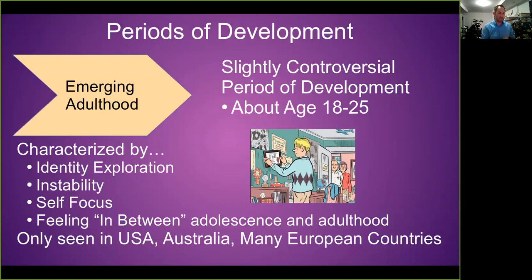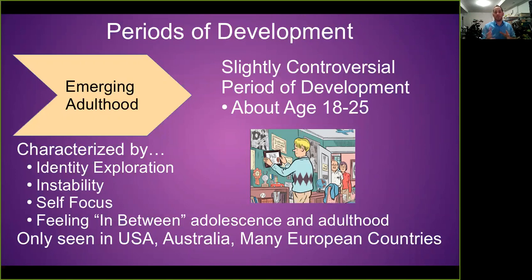But a problem with this is that it's only really seen in the US, Australia, and many European countries. So other countries and cultures don't have this emerging adulthood period. So some researchers say, well, we shouldn't actually call this a whole period of development because not everybody's experiencing it. But other researchers say, well, since so many people in the US, Australia, the UK, and Germany are experiencing this, we should look at it as a whole feature.